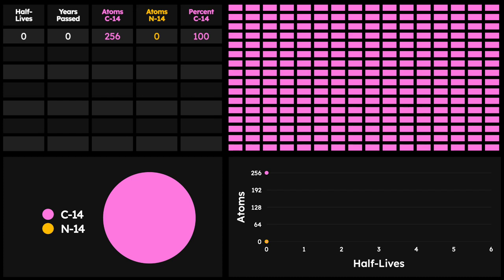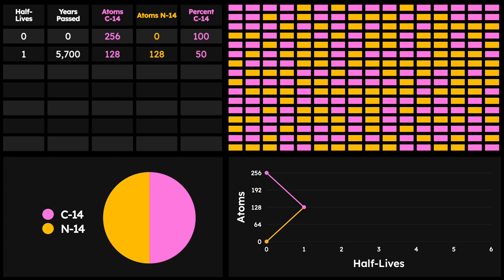But what if we fast forward one half-life? Now, one half-life has gone by, which for carbon-14 is 5,700 years. And let's look at what happened to the amount of carbon. We have cut it in half, from 256 atoms down to 128. Now, those 128 that decayed didn't disappear, but rather they turned into the stable daughter product, nitrogen-14.